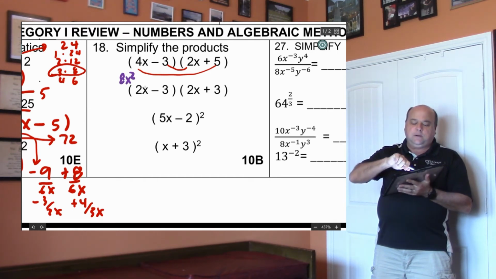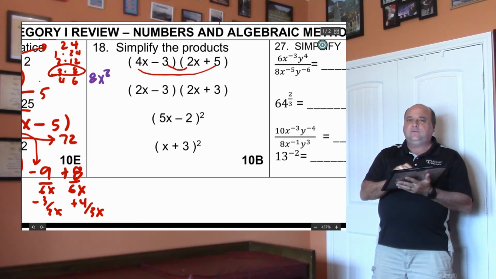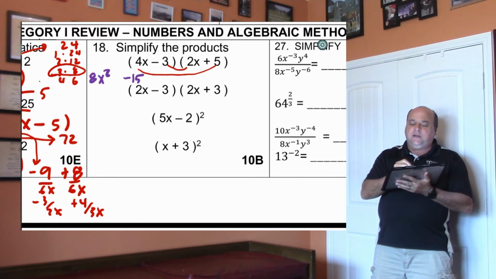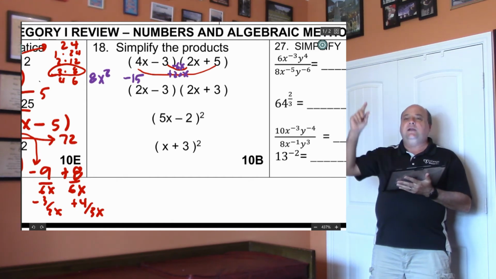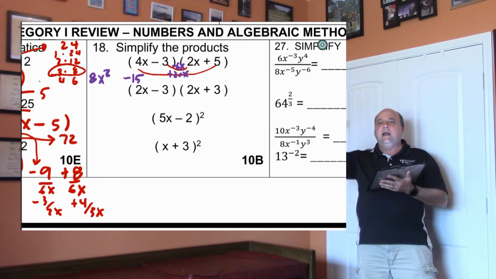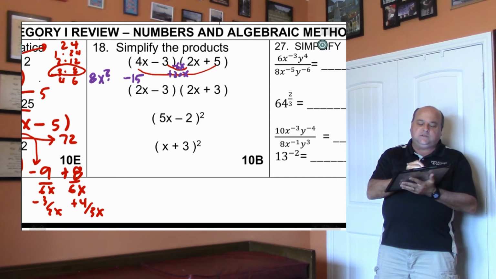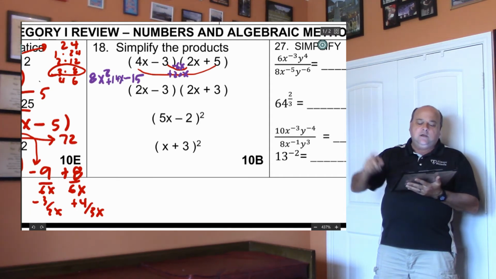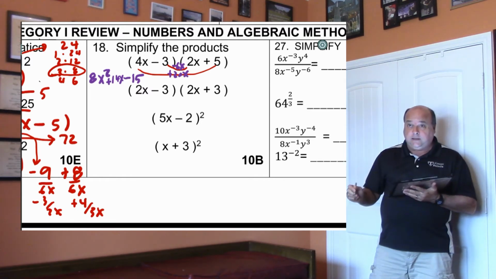And then I'm going to put my answer way over here on the left. 8x squared. And then negative 3 times positive 5 is a minus 15. Then I'm going to multiply the inside, which is a negative 6x. 4x times 5 is a plus 20x. And then I've multiplied 4 times, haven't I? First, last, outside, inside. Now I'm going to add or subtract. So negative 6x plus 20x is a plus 14x. So 8x squared plus 14x minus 15 is that product, okay?